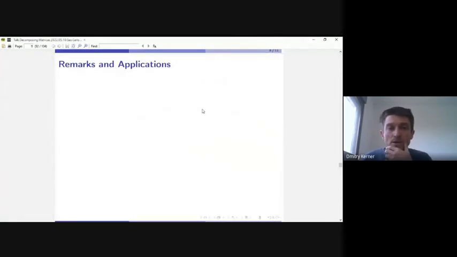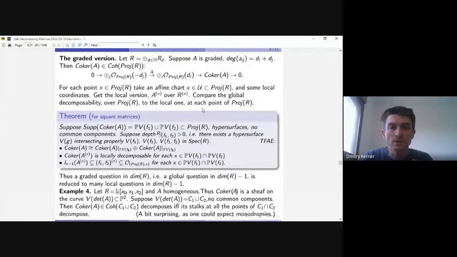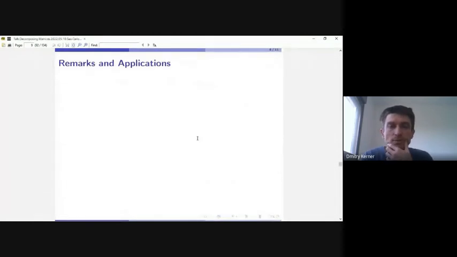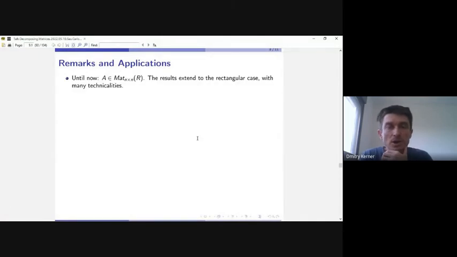So some remarks and applications. Once again, there were two main theorems: the graded to local transition and the previous theorem, and now let's see some remarks and applications. Until now, I worked only with square matrices. They are the simplest, of course. The results extend to the rectangular case when the matrices are not square, but then we have technicalities. There really commutative algebra enters, and there are some local cohomologies and so on and so on.